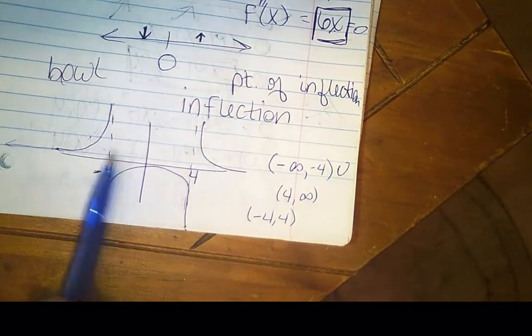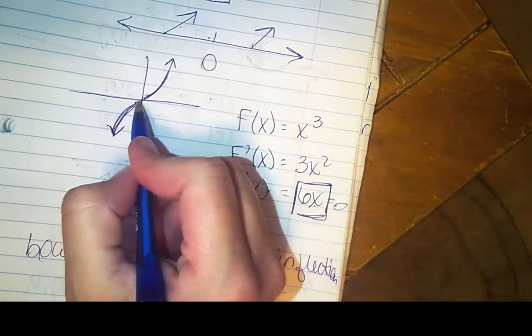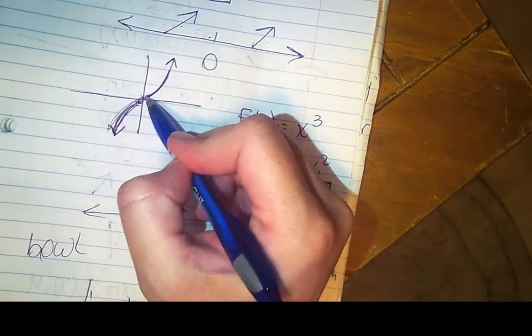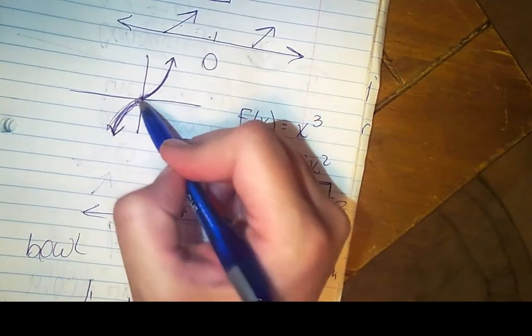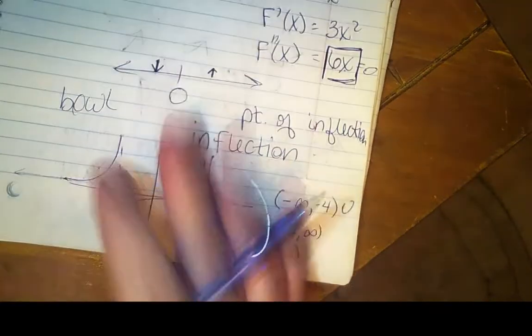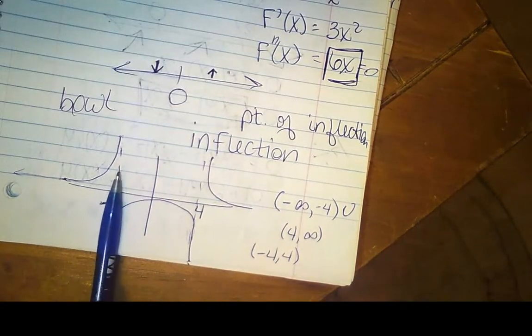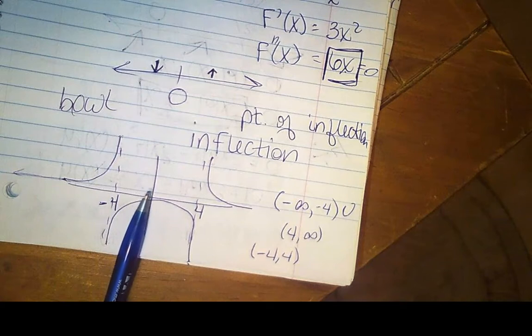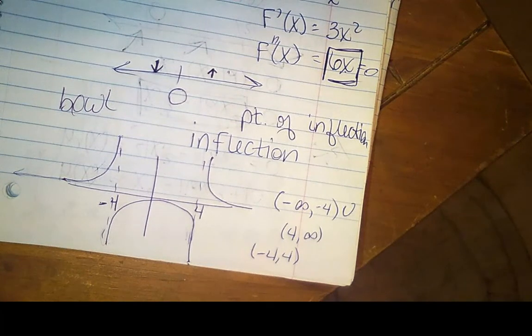But since there's not an actual place where it changes, like it did here, this is concave down, this is concave up. Where did it change? It changed at 0 because you've got a point there. Down here, I don't have a point where it changes concavity, so there are no points of inflection. All right, so we are going to find some examples.